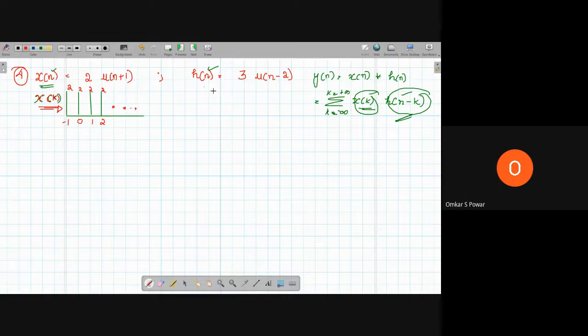Then similarly h of k you plot. So how do you plot this h of k? So let me take the green ink, and n is equal to 2 to infinity. So same thing, same logic, but the magnitude here is 3.